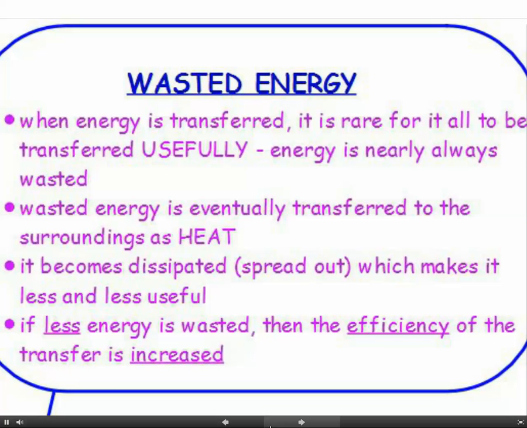So, wasted energy. When energy is transferred, it's very rare for it all to be transferred usefully. Energy is nearly always wasted. Wasted energy is eventually transferred to the surroundings as heat. It becomes dissipated or spread out, which means that it becomes less and less useful to us. If less energy is wasted, then the efficiency of the energy transfer is increased.